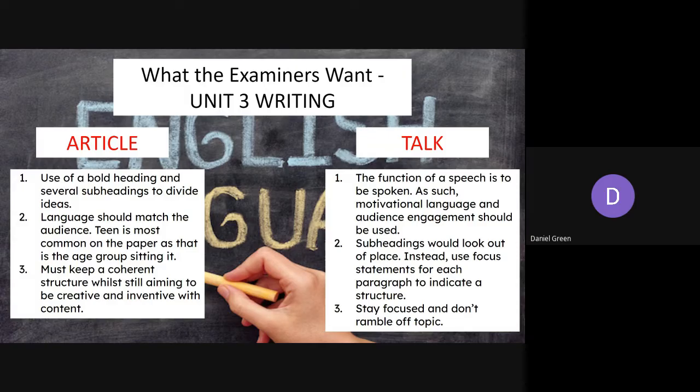In the same way, audience engagement is sort of a grey area in an article. You obviously want the audience to engage with you, but it's very rare that you will read an article and they will ask you questions. They may ask rhetorical questions, but in a talk, you would probably be asking those questions to the audience. As I said, for a talk, subheadings would look out of place. Instead, use a focus statement for each paragraph to indicate a structure.